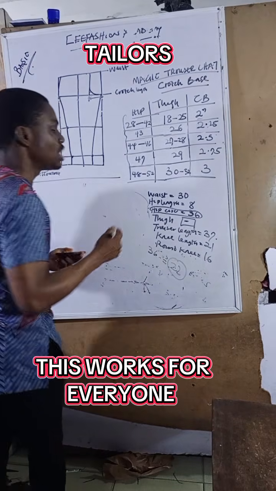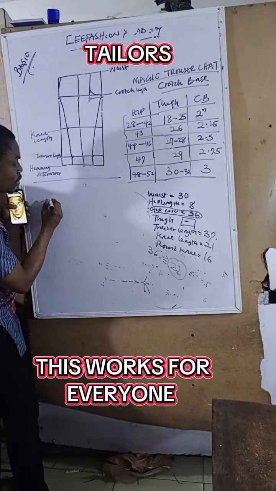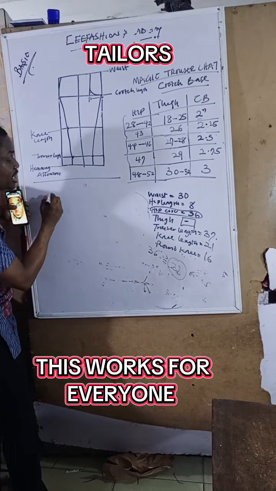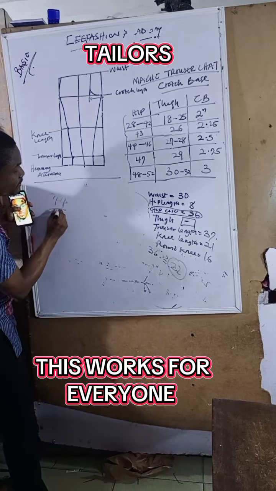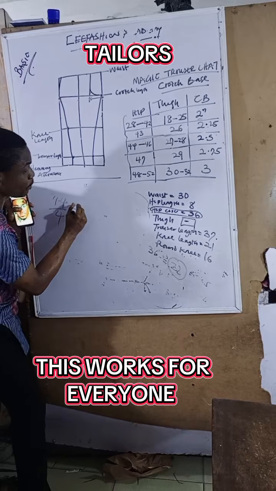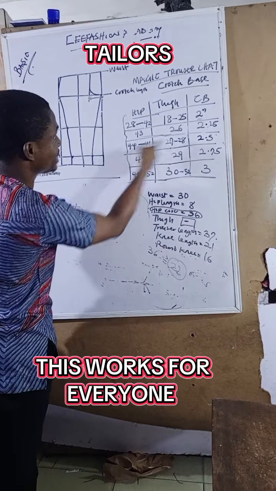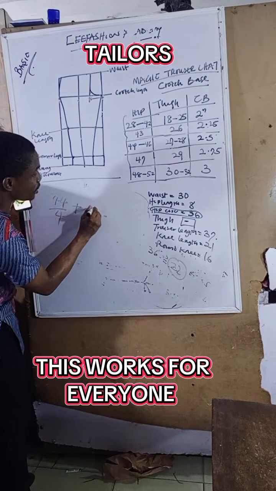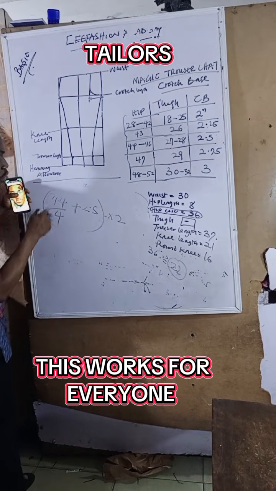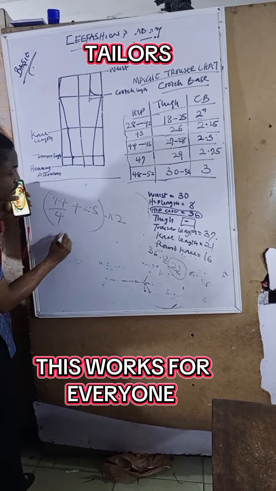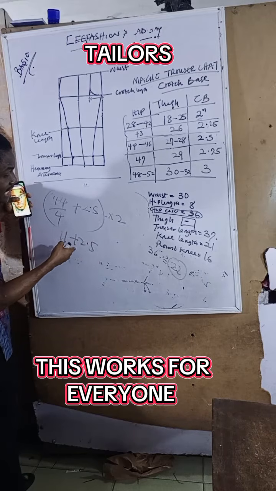So let's work a hip of 44 right now. Do you already know the formula? So let's say 44 divided by 4. If you notice on that particular preset, 44 is 2.5. Plus 2.5, bracket open, bracket close, times 2. So 44 divided by 4 is 11 inches. Plus 2.5. 11 plus 2.5.